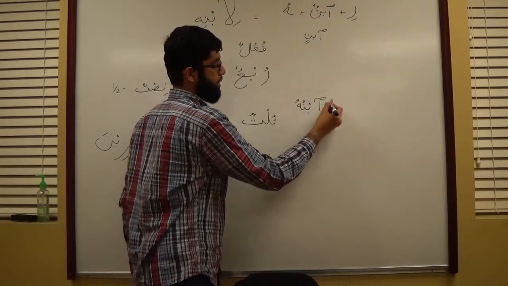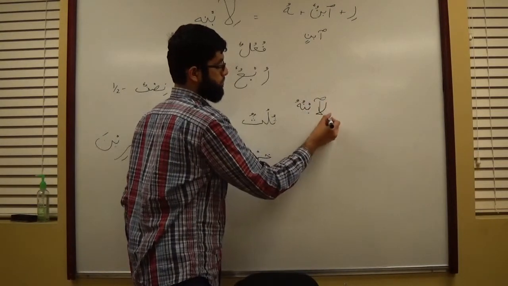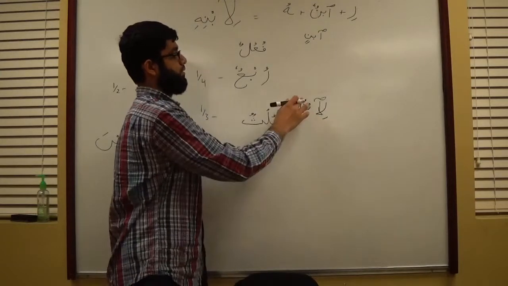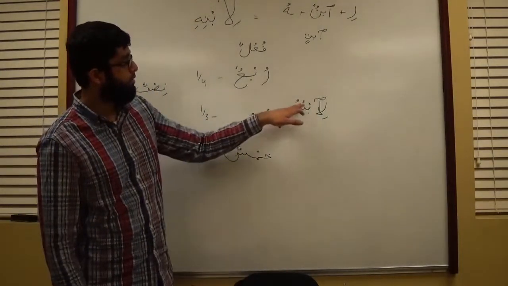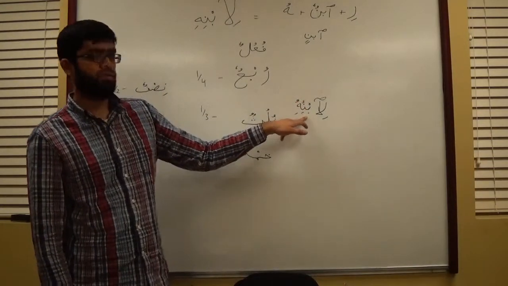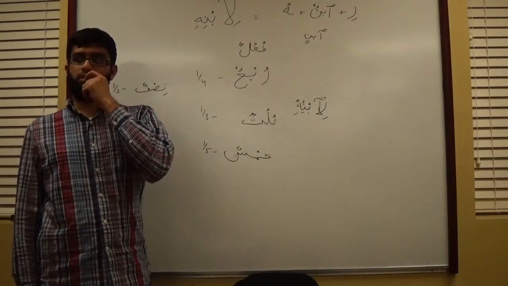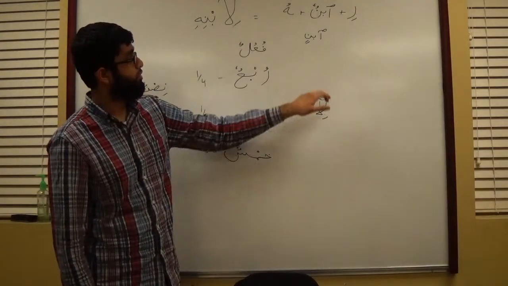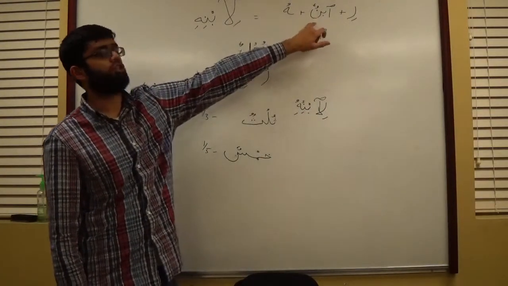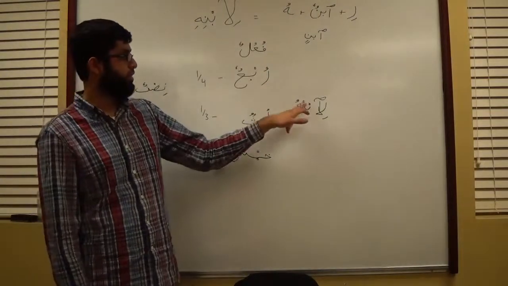So why does it become ibnihi? It's majroor because of the li. Why does a noon change from a nu to a ni? Because of li. So li is harf jar, and the ism that follows it is going to be majroor. So that's why the noon changes to a ni.